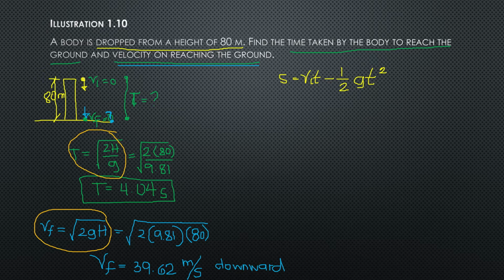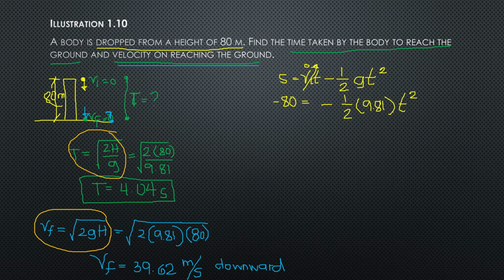Displacement. So the initial position is above the ground, so the final position is below. So this has a value of negative 80. Okay, so initial velocity is 0. So 0 multiplied by time is 0. Okay, and minus 1/2 acceleration due to gravity multiplied by time squared.